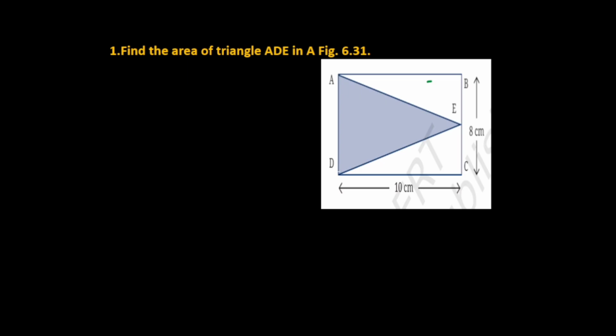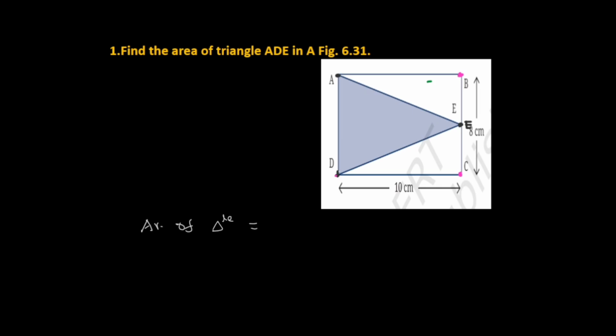Here, this blue color triangle is ADE. Now observe the diagram. The triangle is inside the rectangle. Here AB, the vertex is joining the line, ABCD is a rectangle. The triangle is inside the rectangle. So now we know that very well, area of triangle.